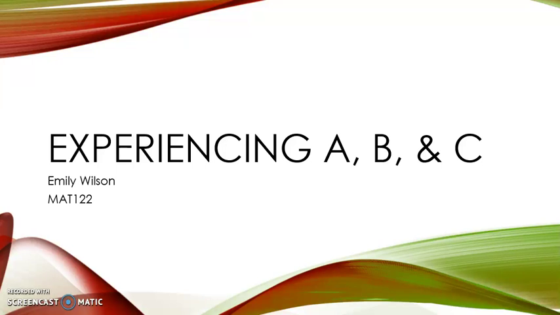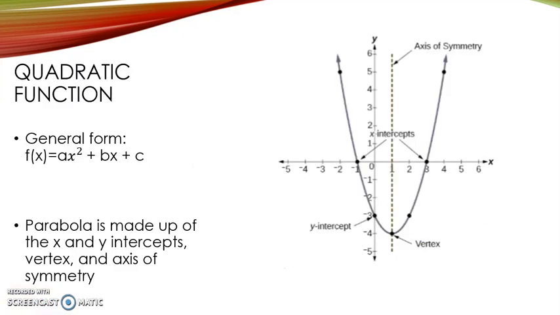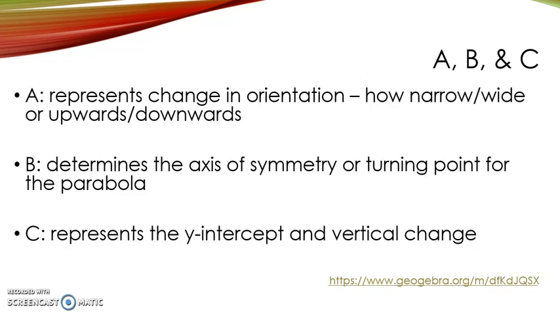For this week's discussion, experiencing A, B, and C, our job was to experiment with what A, B, and C do to the quadratic function. And just to recap, the quadratic function's general form is f of x equals ax squared plus bx plus c. The parabola itself is made up of the x and y intercepts, a vertex, and an axis of symmetry.